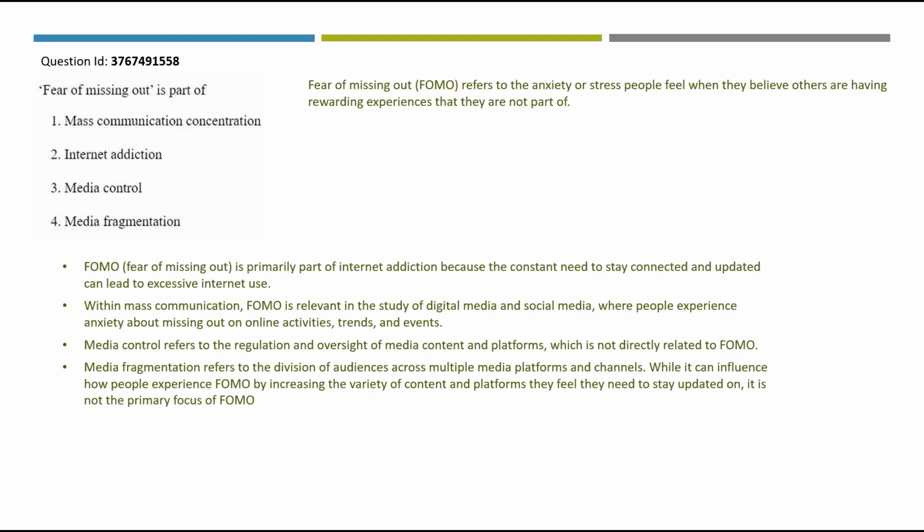Now we will see about the other options. Within mass communication, the first option, fear of missing out is relevant in the study of digital media and social media, where people experience anxiety about missing out on online activities, trends and events. If something is going to be a trend and if you don't follow it, definitely you will have some kind of anxiety or fear that can be applied to mass communication. But due to over addiction in internet usage only, you can adapt it. Since this is a prime cause of FOMO, we are not going with option 1.